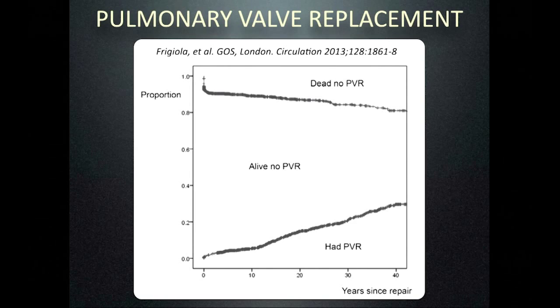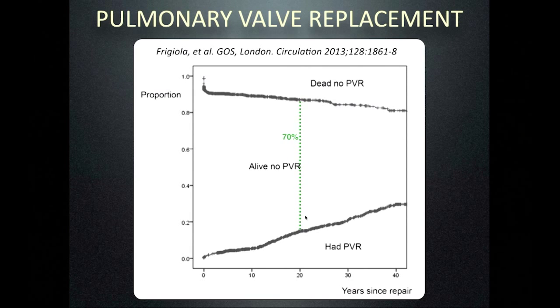The pulmonary regurgitation, as a matter of fact, is very important. This is a very recent paper from the Great Ormond Street Children's Hospital in London, and they looked at their surgical results. This is zero set at the time of surgery. Immediately after the surgery, there is a little bit of attrition because of post-surgical death. That is a little bit too much, but probably it was a long time ago. Then gradually a small number of people die. And this is the number of people who require pulmonary valve replacement. The middle is alive without pulmonary valve replacement.